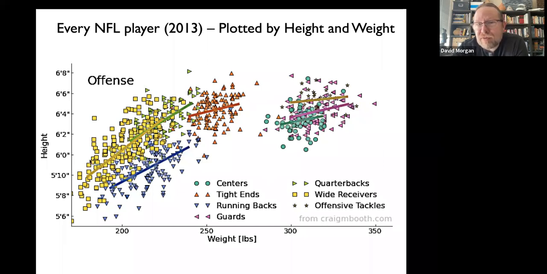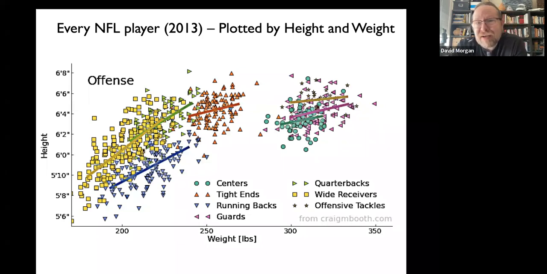What is your job if you're a wide receiver? Your job is to run downfield as fast as possible to get to some place where you can catch the ball, and then once you catch the ball, to run some more. So wide receivers, again, tend to be smaller, faster, more agile, but a little taller than the running backs.